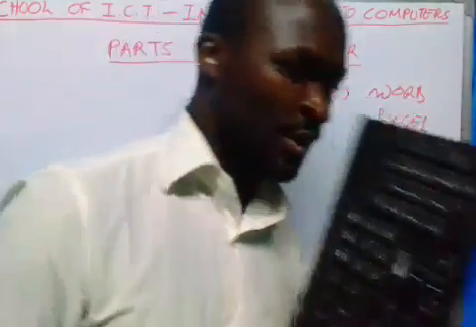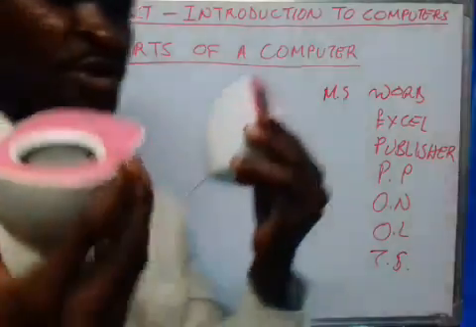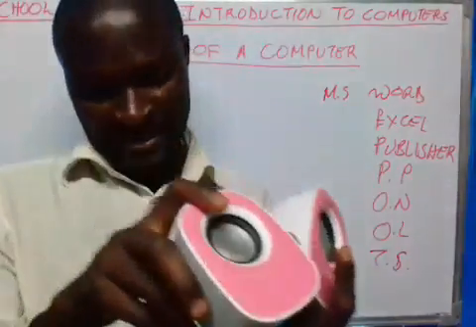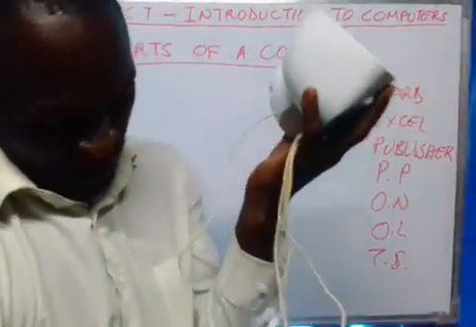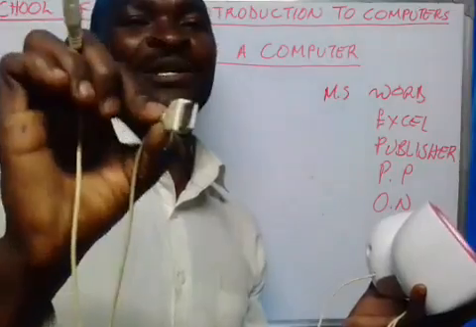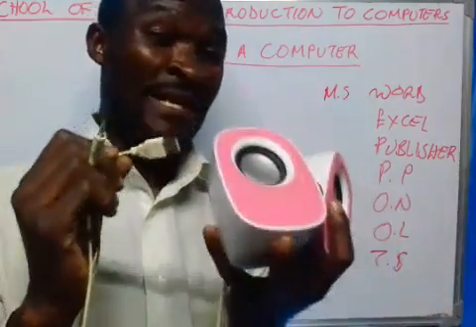Let me also show you the other part, the computer. I also showed you these are speakers, okay? These are speakers. Okay, so speakers also, they have these cables, which is the USB also, and the pin. So this is for speakers, okay?